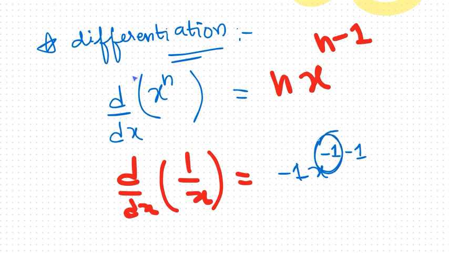Exponent was negative 1, right? Which came here, correct? So minus 1 minus 1 will be minus 2. So like this. This is the answer.